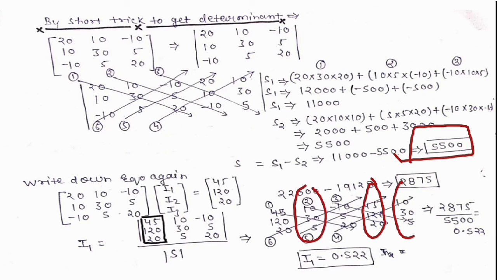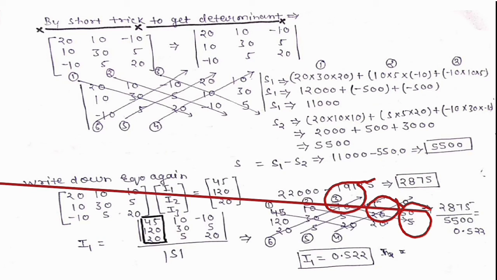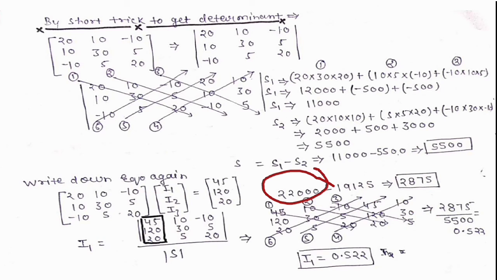We write it down again like this, and we'll use the short trick method here. 45, 30, 20. Multiply this and add with the 10, 5, 20, and multiply this and add with the minus 10, 120, and 5. Multiply this and add, and you will get the value here, 22,000.